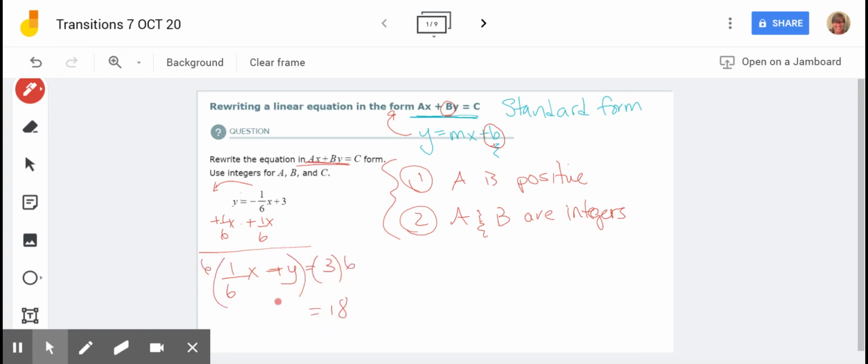So we're going to need to multiply everything by 6. So we get equals 18 on this side. Make sure you distribute it to both. So you get x plus 6y equals 18. And that's really it. It's really that simple. You move the x to the other side, change the sign, and make sure you don't have a fraction. And that's it.